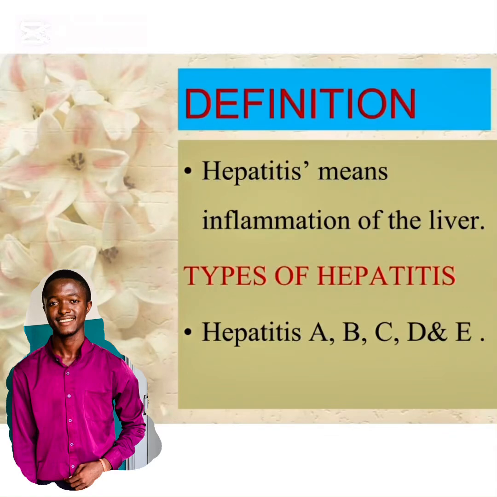For today's lesson, we are going to be delving into hepatitis, which of course is the inflammation of the liver. There are 5 types, which are hepatitis A, B, C, D, and E. So we are going to delve into these types.